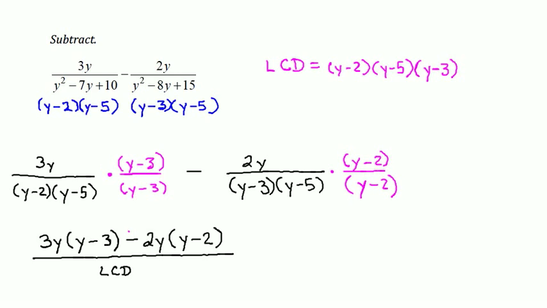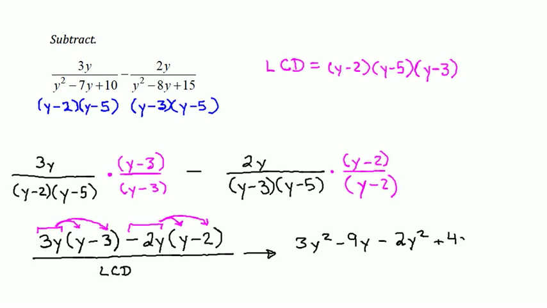I'm now ready to distribute, bringing in the whole minus 2y to both of these terms, and bringing in the whole 3y to both of these terms in the first expression. This gives me 3y squared minus 9y minus 2y squared plus 4y all over the LCD.